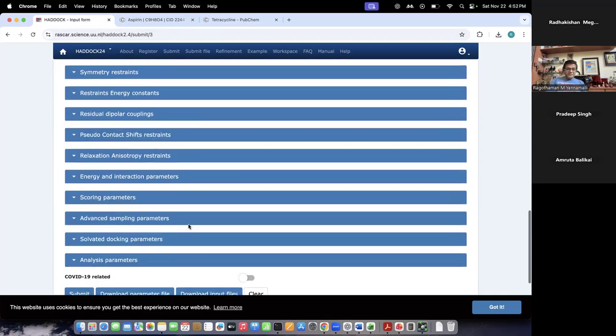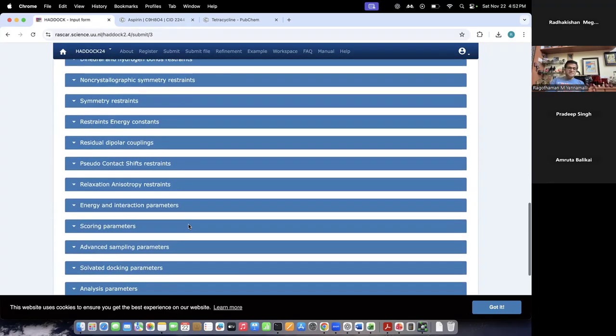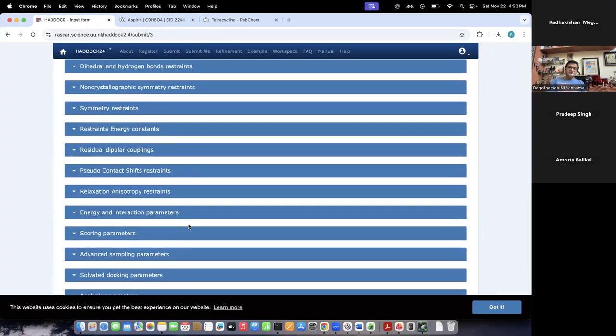To get an idea about what it does, you can actually go ahead with the default settings. Haddock is designed in a way, and this is true even for Autodock and any other docking tool, that the basic default settings are quite good enough to get an initial idea of whether your docking is successful or not.